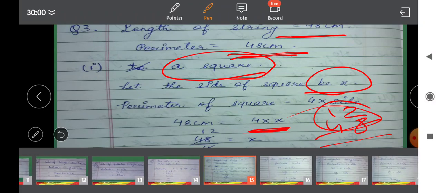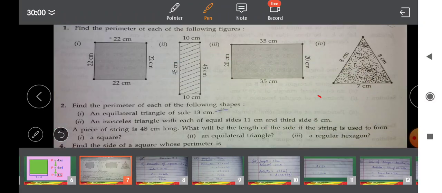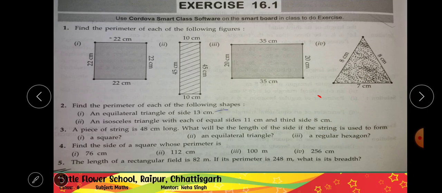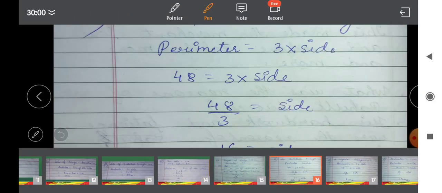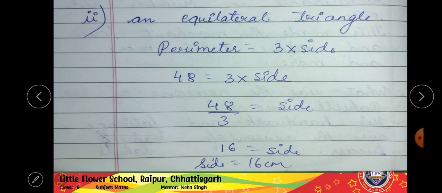Now coming to the next question, an equilateral triangle. Now the same 48 centimeter string has to be formed into an equilateral triangle. So the formula for perimeter of an equilateral triangle will be 3 into side. So 48 will equate with 3 into side. 48 now will be divided by 3.